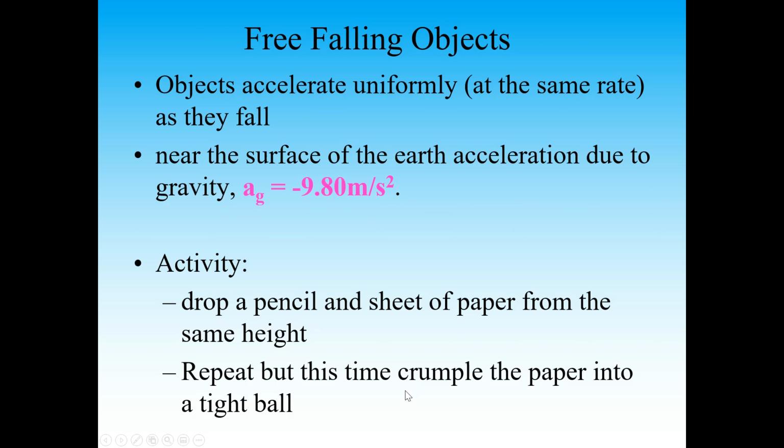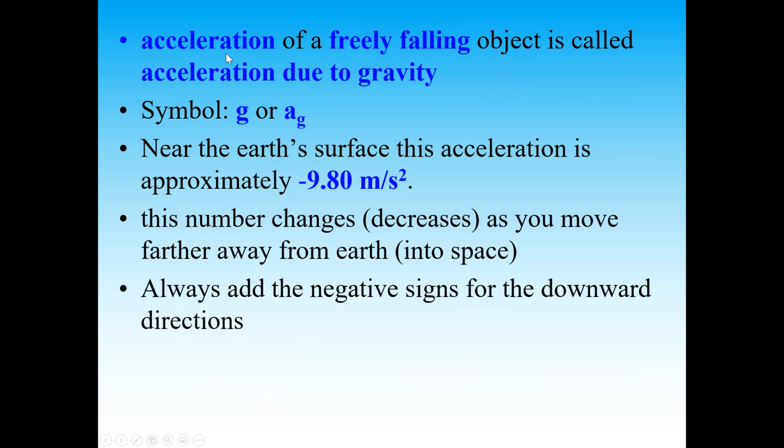So free-falling objects have an acceleration, okay? And the acceleration due to gravity on Earth is negative 9.80 meters per second squared. So this number is on your formula sheet, but it's a negative value. So if you're dropping a sheet of paper or a pencil, you're repeating this, so we'll do this in class, but you're going to be able to see this same rate of falling. So we call this free-falling acceleration due to gravity. We give it the symbol g, or a_g, generally g.